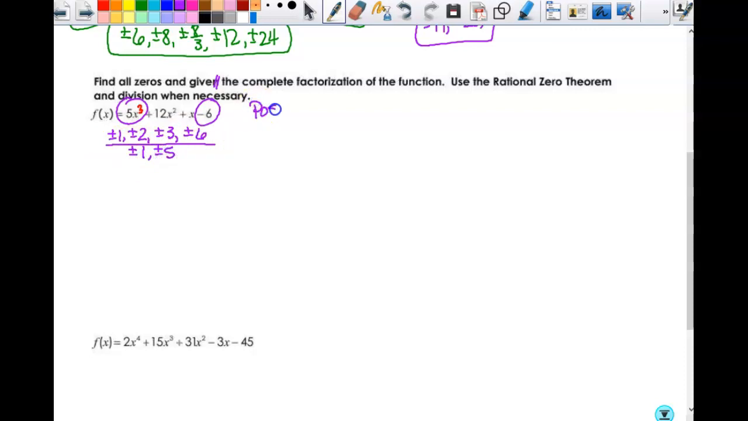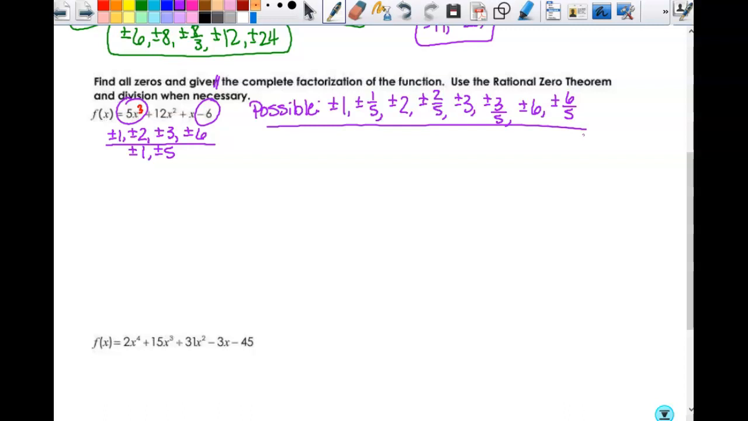So my possibilities then are 1 over 1, 1 over 5, 2 over 1, 2 over 5, 3 over 1, 3 over 5, 6 over 1, and 6 over 5. Okay, there are my possibilities. So I have to start testing them. And I only have to reduce it down enough to where I could actually factor.